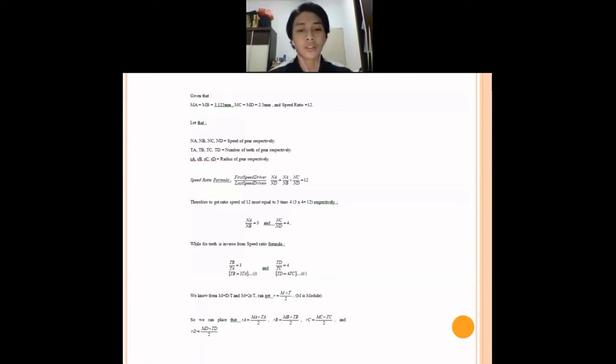Okay, we know that module is equal to D divided by teeth, and also module equal to 2 radius divided by T. So we can conclude that R is equal to module times teeth divided by 2. So we can place that radius A equal to MA times teeth A divided by 2, and so on.